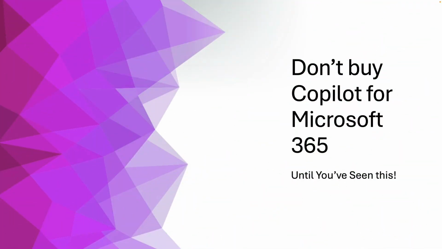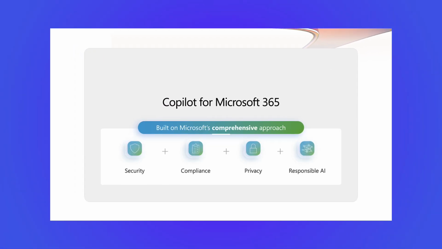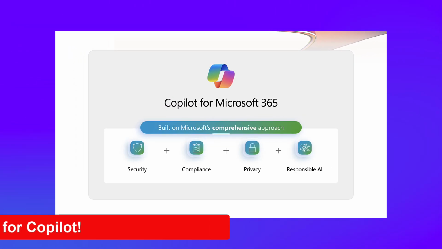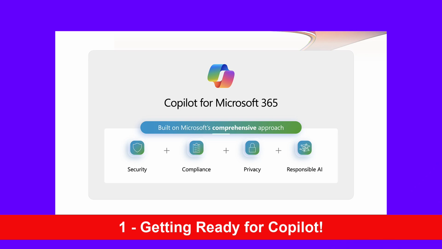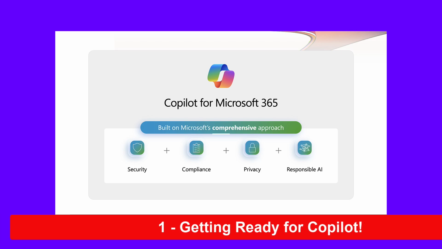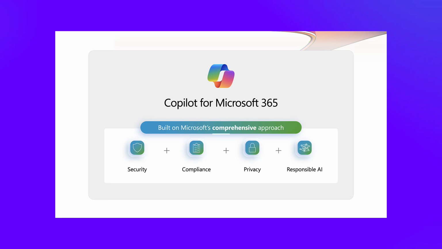So to understand Copilot, you need to understand, first of all, how it thinks. And when we talk about security, we know that it's built on top of Microsoft's comprehensive approach. So really we have four components that we need to think about. Obviously the security, so Microsoft Defender, a suite of products, of which of course there are 22. Compliance, super important. So this is where Microsoft Purview comes in, and this is really what we're going to be talking about today. Privacy, absolutely critical.